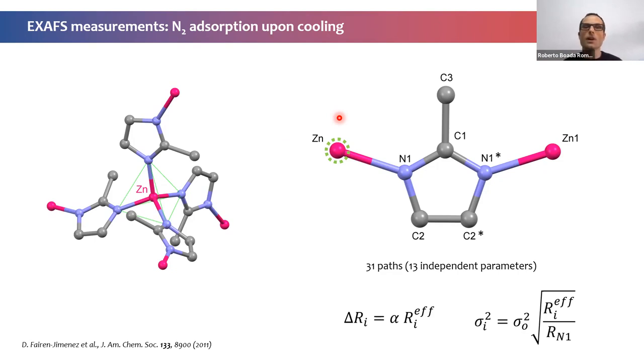We said, okay, we really need all these multiple scattering paths, and we included them by modeling the distances using an isotropic expansion and contraction of the lattice, because this is a cubic structure. We could do that. And for the Debye-Waller factor, we can just model it, scaling it in terms of the distance from the first nearest neighbor.